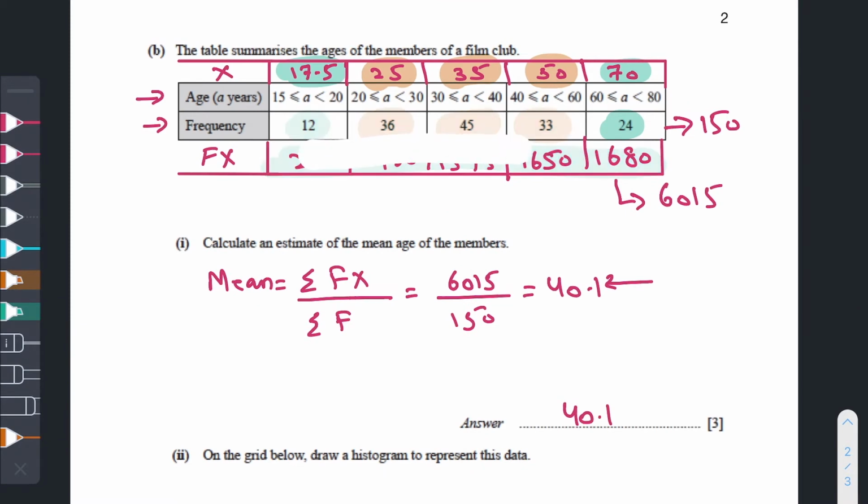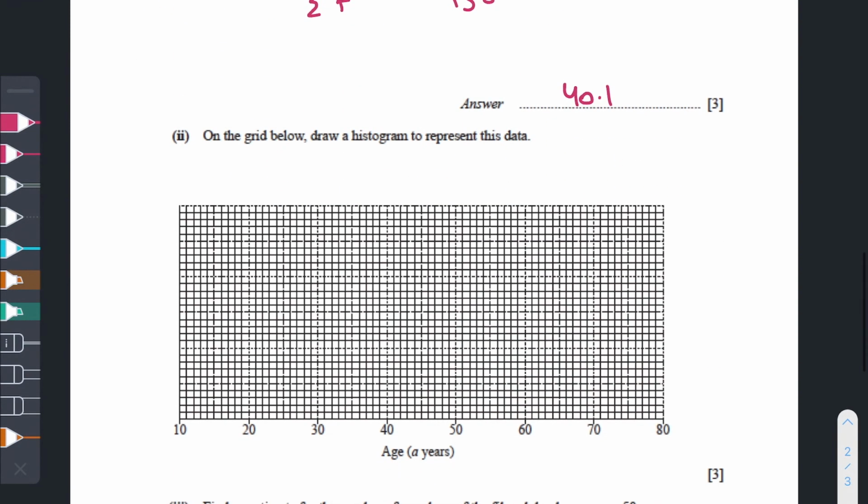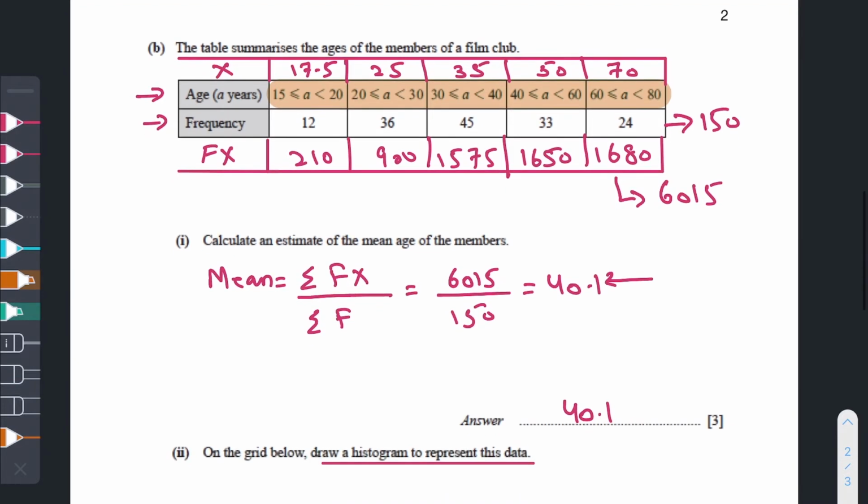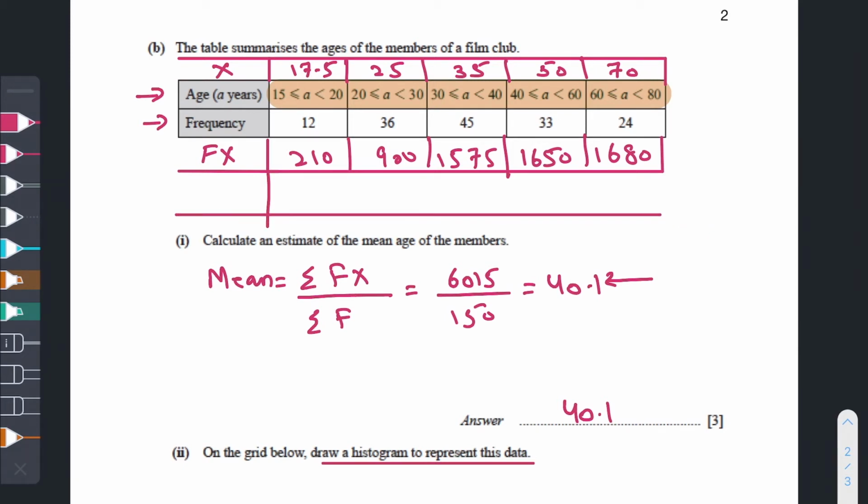Okay. Now for the next part, the question says, on the grid below, draw a histogram to represent this data. One thing that you need to note over here is all these class intervals that are given to us are not equally divided. For example, 15 to 20 has a difference of 5, 20 to 30 has a difference of 10, 30 to 40 has a difference of 10, then 40 to 60 has a difference of 20. So before drawing the histogram, you would need to draw one more column for the frequency density. This frequency density will help us draw the histogram. I'll tell you how we find this out as well.